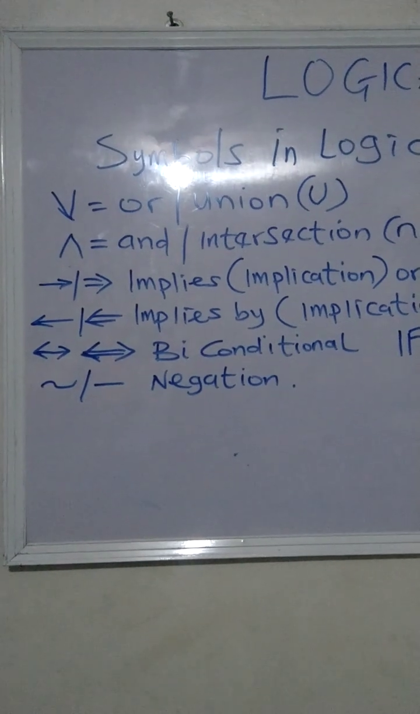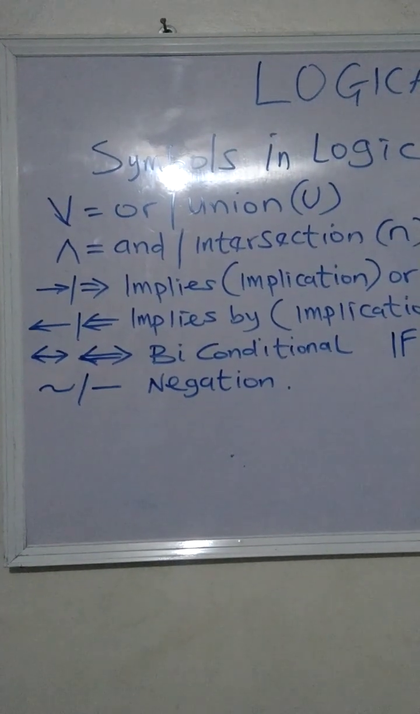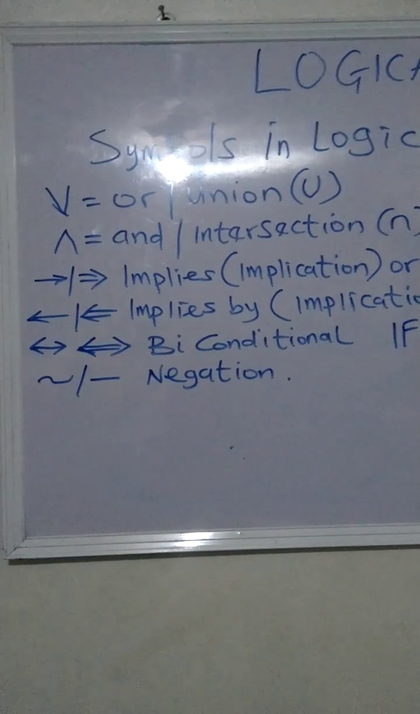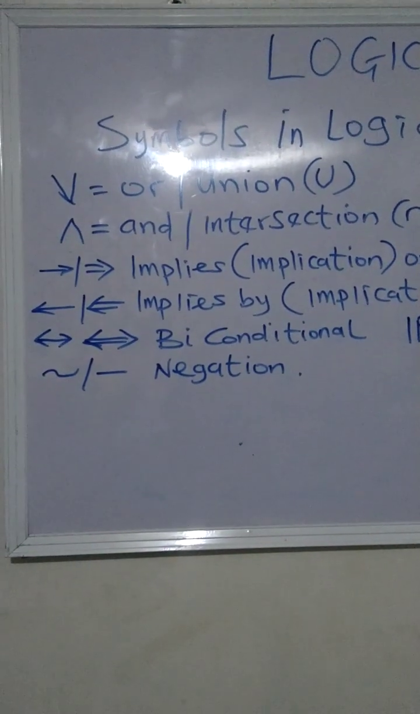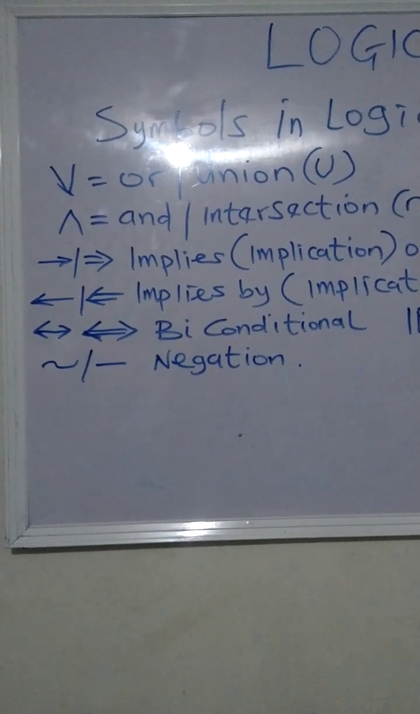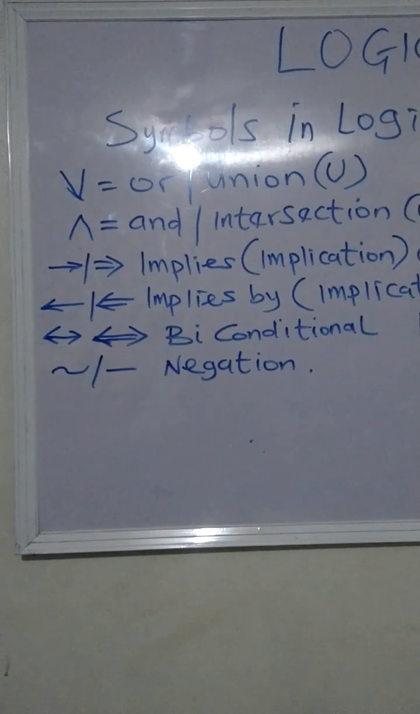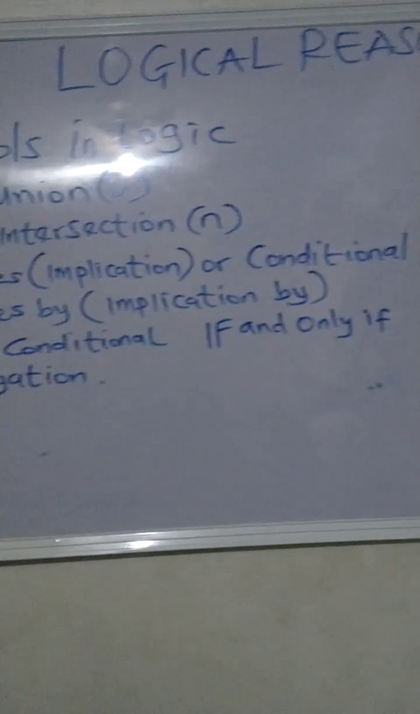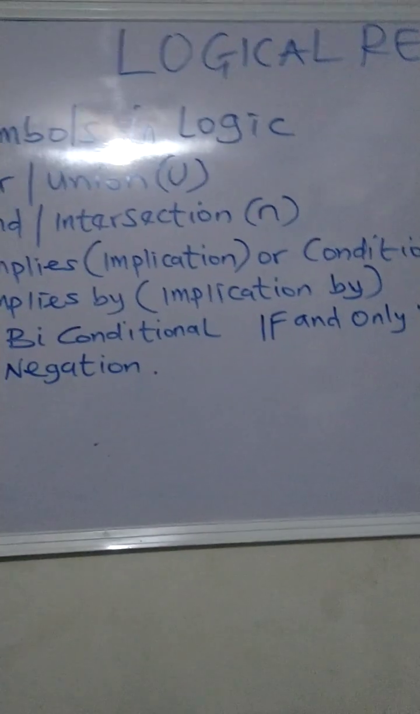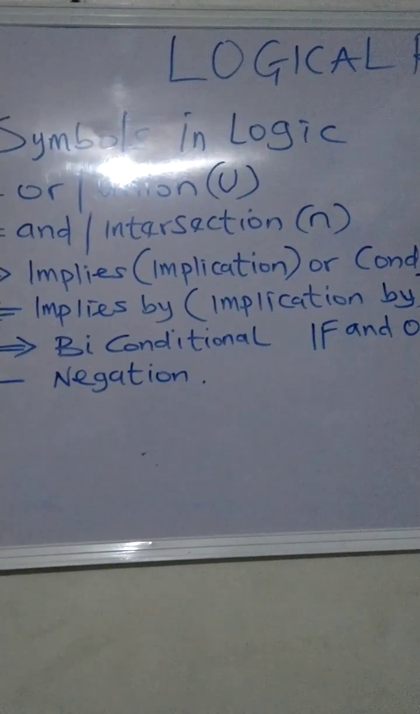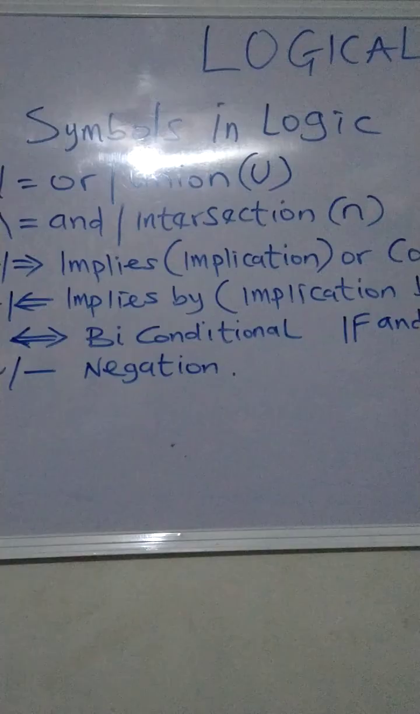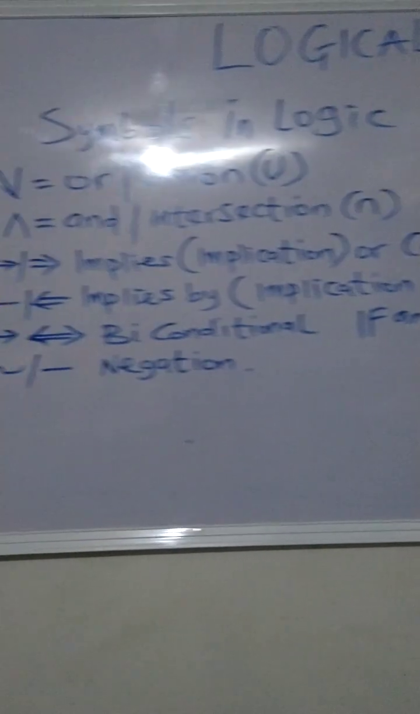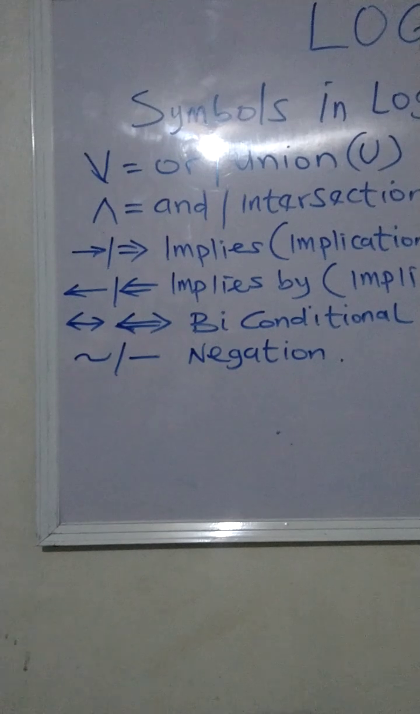The second one is and, which looks like a V bent downward. We call it and, or you can also call it intersection. If you remember your set very well, you will remember that this is the sign for intersection. So you can use it for logic too.